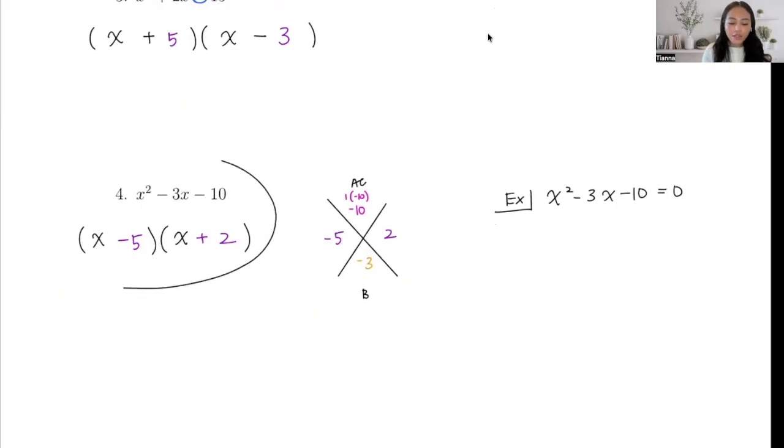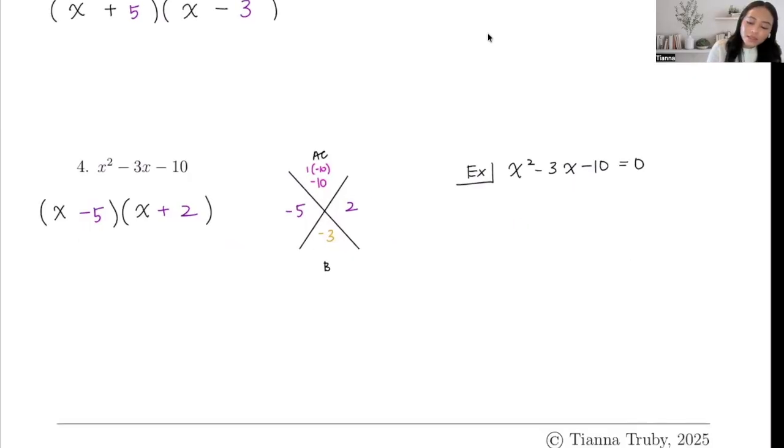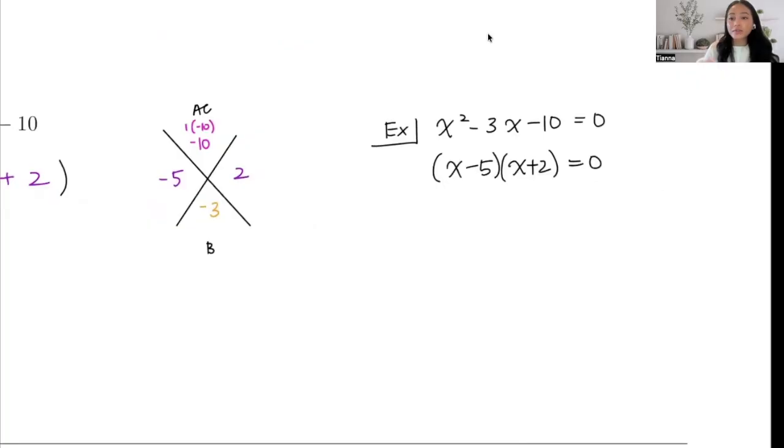When you have just an expression, you are just factoring. When you have something set equal to 0, that tells you are solving for x. This process is still pretty similar. So we still have x minus 5 times x plus 2 equals 0. And then in this case, we would actually have to solve for x. So we would set each of our factors equal to 0 to find our x values. This would be a 5 and this would be a negative 2.